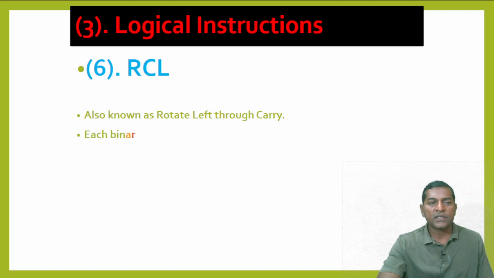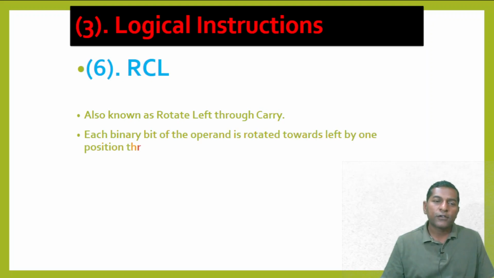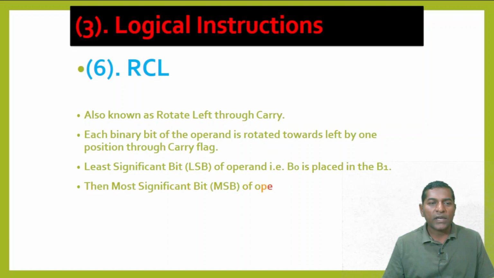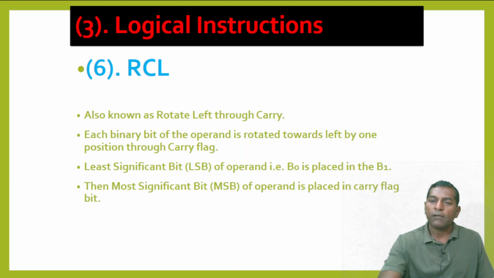Then the next instruction is rotate left through carry. So when we try to rotate the content through carry, as we have done in the previous instruction, the same will be applied, but here we are rotating to the left side, but the carry flag will be a part of this rotation. Each binary bit of the operand is rotated towards the left by one position through the carry flag.